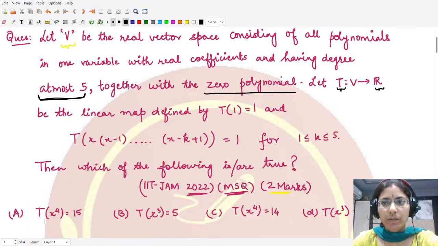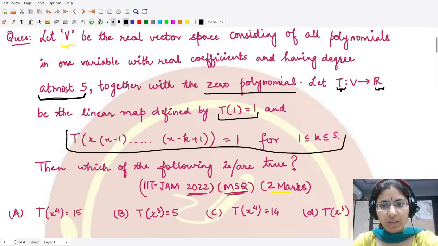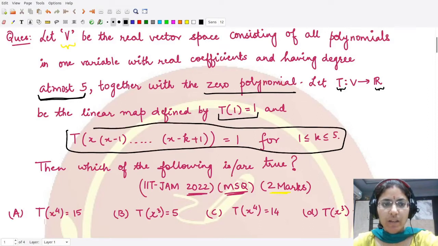Using this vector space, a linear map T is defined from this vector space to the space of real variables, right? So here T of 1 is defined to be 1, and all other T's are defined in this way recursively whenever k varies from 1 to 5. Then they are asking what is the value for T(x^4) and T(x^3), right? So this is what they are asking.